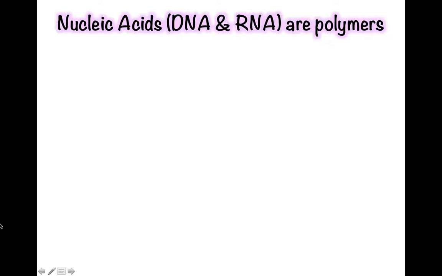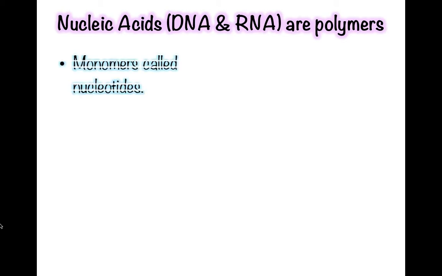Hi everyone, this video is just a quick overview of the structure of nucleic acids, which is DNA and RNA. The first thing that you might not have realised is that just like carbohydrates, lipids and proteins that we've studied before, nucleic acids are also polymers, which means that they're made of monomers. So first things first, the monomers within DNA and RNA are called nucleotides.